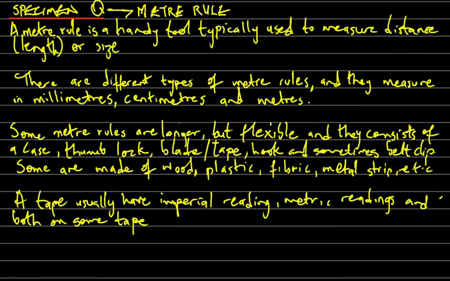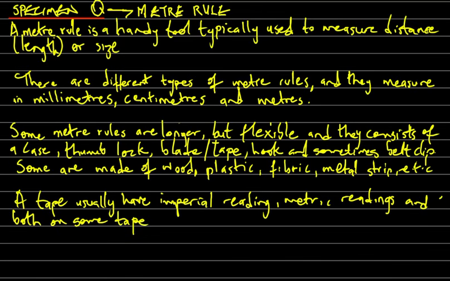The meter rule is a handy tool typically used to measure distance, length, or sizes. We use it to measure distance, length, or sizes. There are different types of meter rules, and they measure in millimeters, centimeters, and meters. Some meter rules are longer but flexible, and they consist of a case. Some of them have a thumb lock, we have blade, we have tape, we have hook, and sometimes belt clip. Some are made from wood, some are made of plastics, fabrics, metal strips, etc.